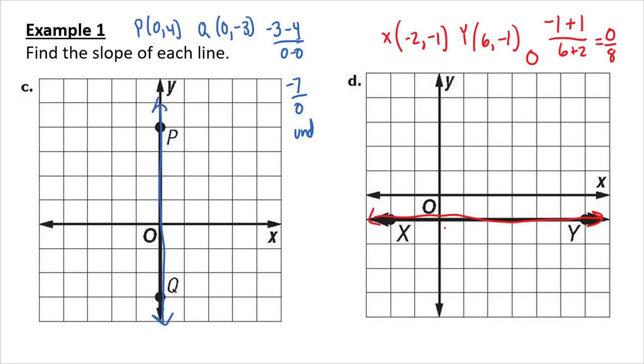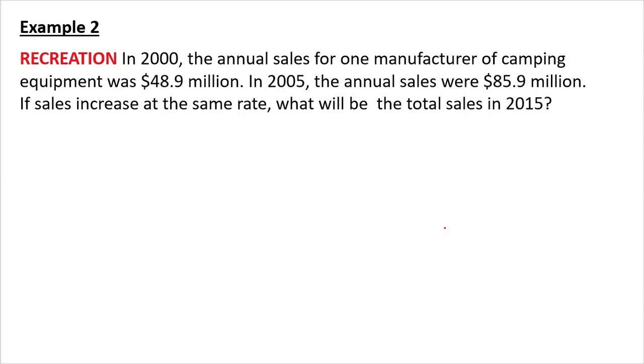Okay. All right, example 2. In 2000, the annual sales for manufacturing camping equipment was 48.9 million. In 2005, the annual sales was 85.9 million. Sales increase at the same rate, so what they're telling you with this is that the slopes are the same. Okay, what would be the total sales in 2015?